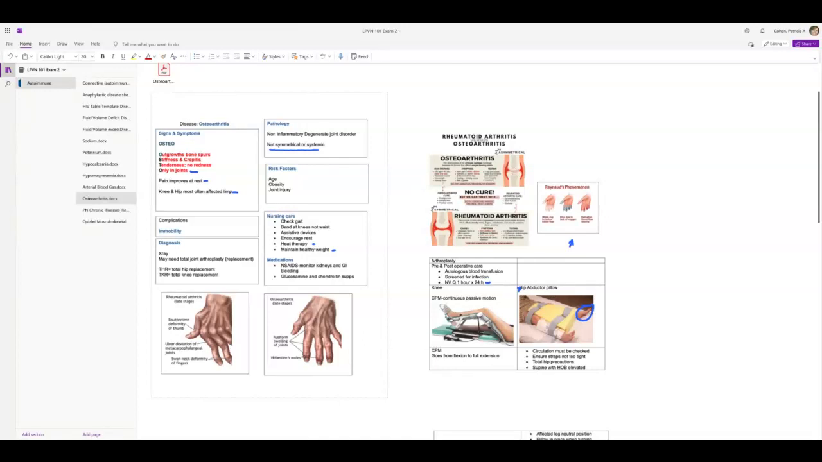Osteoarthritis is more in older adults, as you age, the wear and tear on your body. Okay, and it's not inflammatory. It's just arthritis in a couple of joints in your body. Whereas with rheumatoid arthritis, it's all over your body. Okay, so it's systemic. With osteoarthritis, the risk factors are age, obesity, repetitive joint injuries.